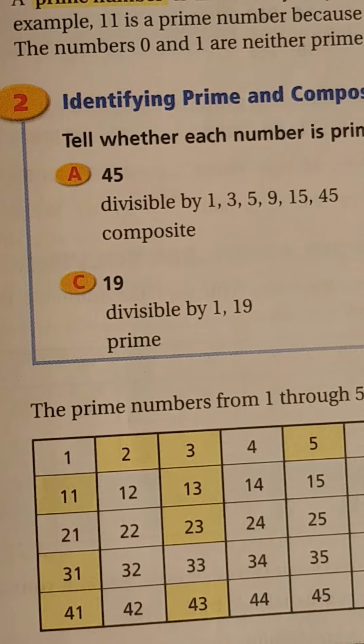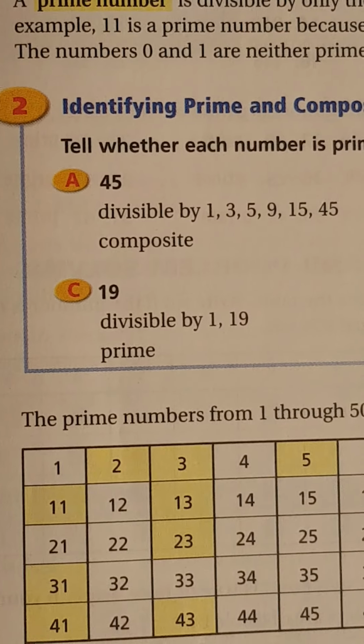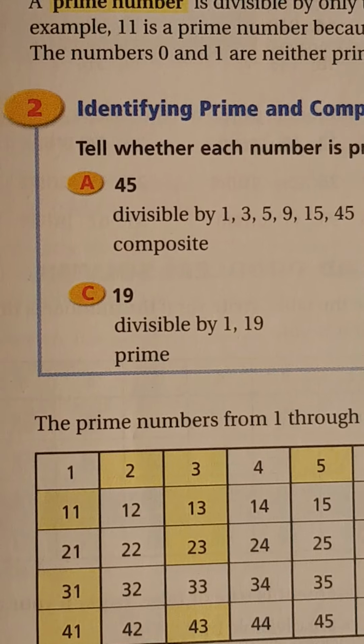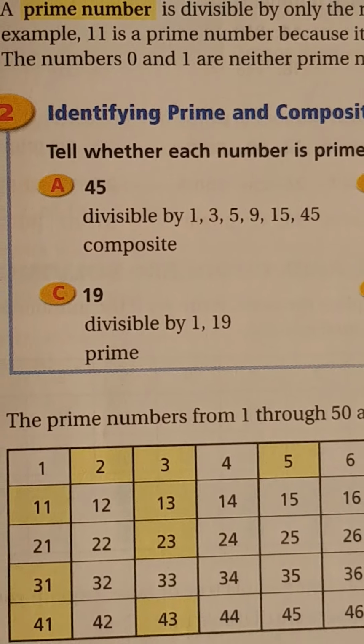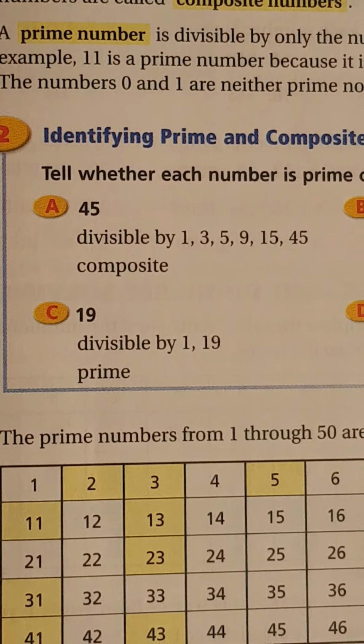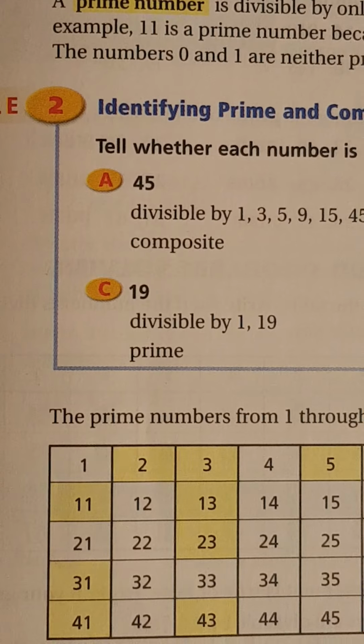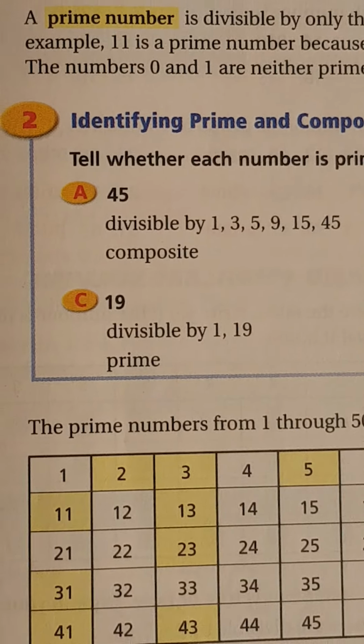See? So it's almost like a factor. Divisibility is almost like a factor. Which numbers can divide them? Is 19 a prime number or a composite number? 19 itself is a prime number because no other number can divide it but itself and 1.